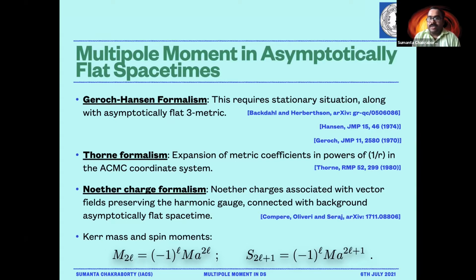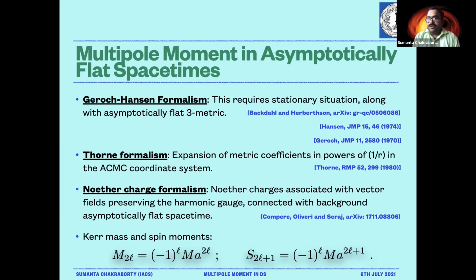And it turns out that if you compute the Noether charge associated with these vector fields, they are precisely the multipole moments of the corresponding spacetime. So in particular, just for reference, if you consider a Kerr black hole, then the mass and the spin moments of the Kerr black hole are written below.